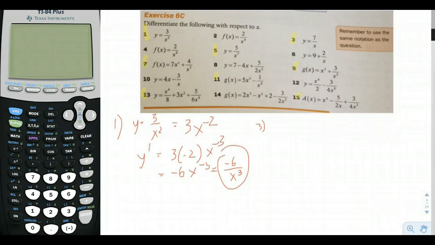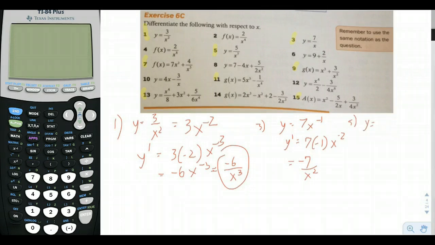What about number 3? Y equals 7x to the negative 1. When you take the derivative of that, you're going to get 7 times negative 1 times x to the negative 2, which is equal to negative 7 divided by x squared. Now we'll do number 5.